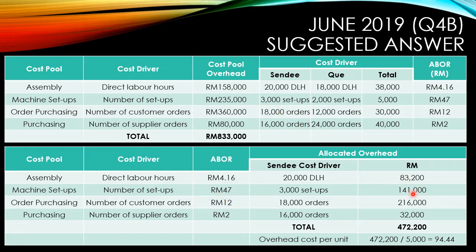Okay, and then you can calculate the rest of the overhead for product Sandy, and you should get the total overhead to be 472,200 ringgit. Okay, so you can then calculate the overhead cost per unit, or overhead cost per Sandy, by dividing by the number of production, 5,000. So you should get the overhead per unit is 94 ringgit and 44 cent.